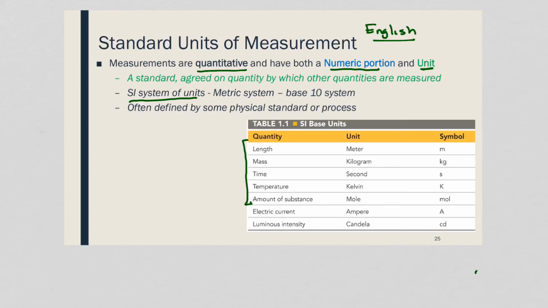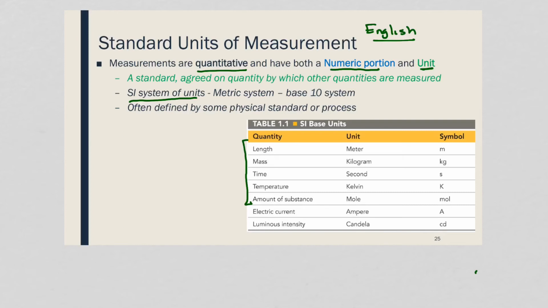But if we look at the ones that we're going to be dealing with, we have length, where the base unit is the meter. We have mass, where the base unit is the kilogram. We have time, where the base unit is the second. Temperature, where the base unit is the Kelvin, the Kelvin scale, and the amount of substance, where the official unit is the mole. Some of these we'll be looking at in more detail as we go through this chapter and later chapters.